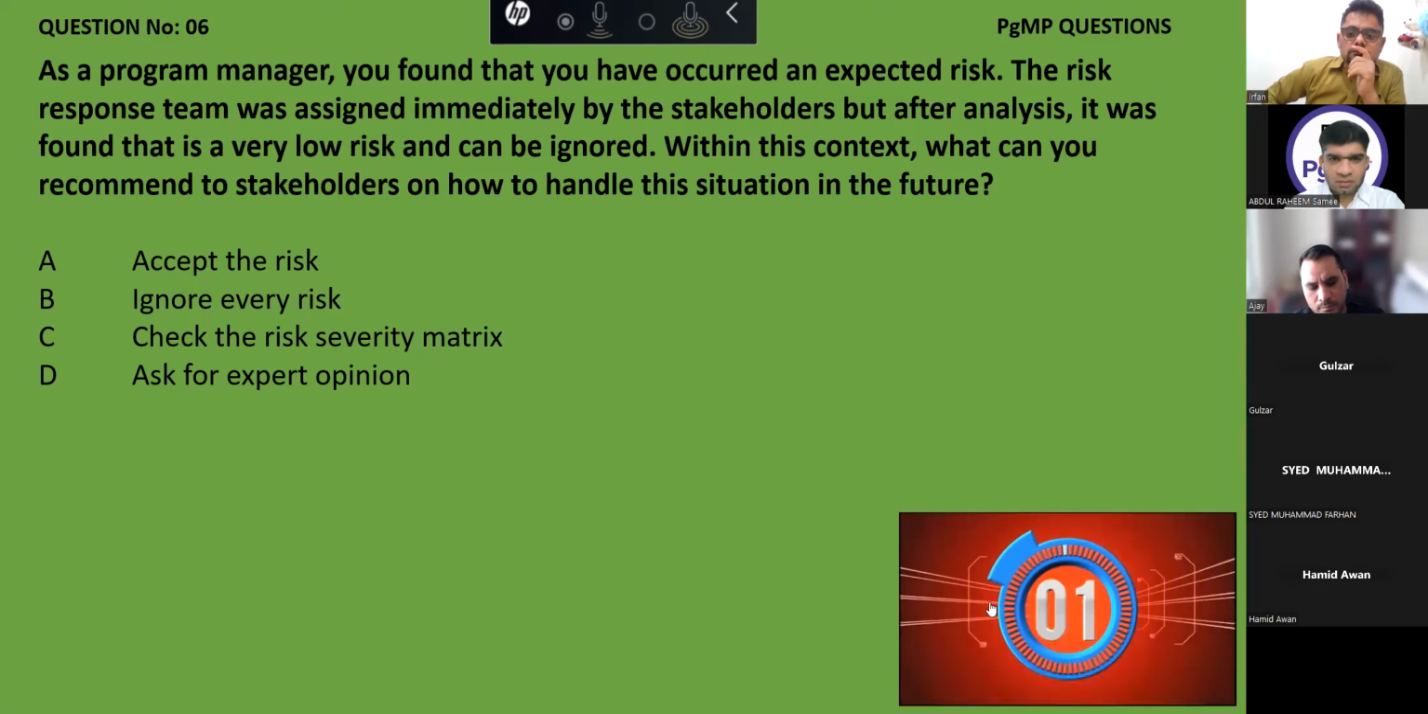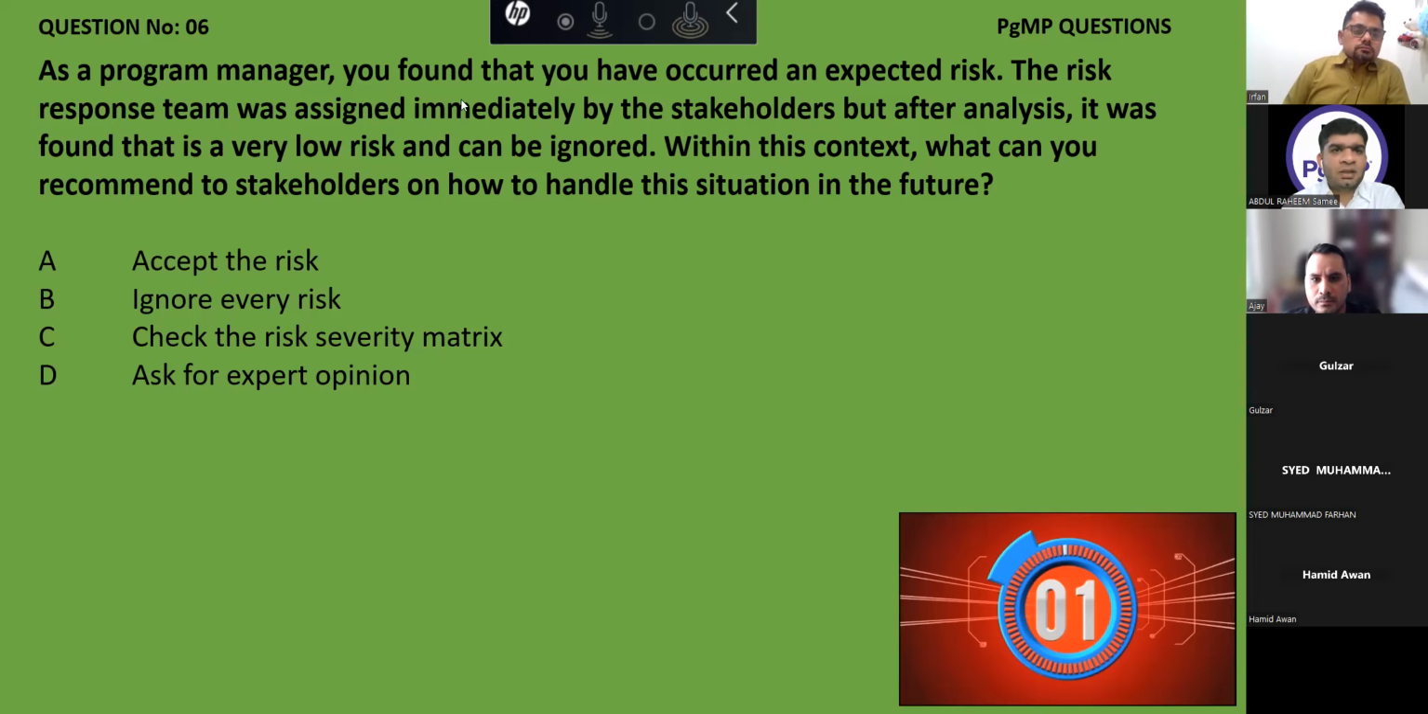Okay, so the question is, within the context, what can you recommend to stakeholders on how to handle this situation in the future? It means that from the context of the question, something has occurred, but something not correct was practiced, and now he's asking for our recommendation for the future. So we can go through the answer.